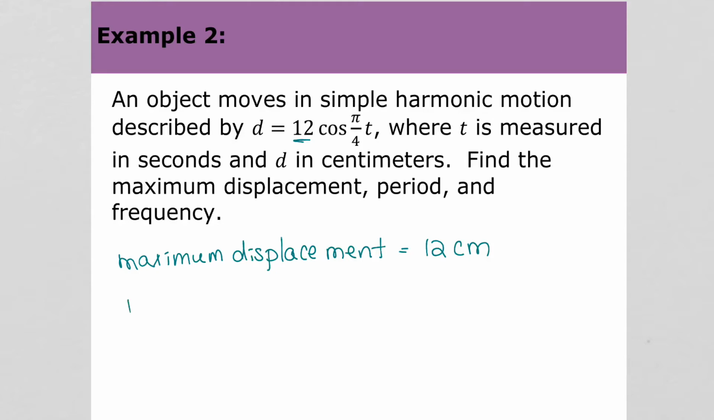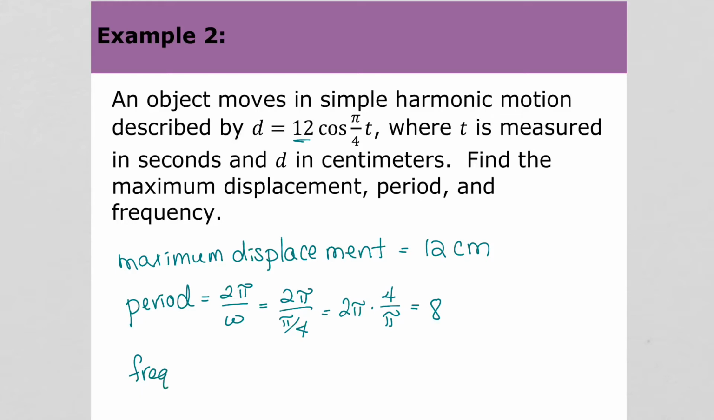The period is 2 pi over omega. So that's 2 pi over pi over 4. Flip and multiply. And we just get 8. The period is 8. And then the frequency is 1 over the period. So it is 1 over 8.